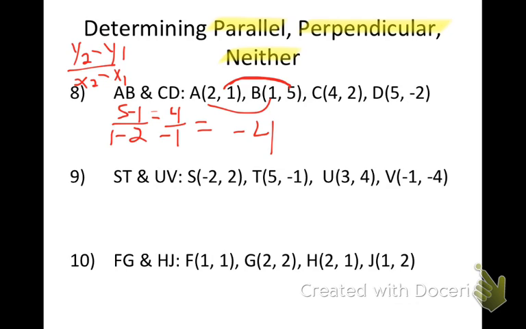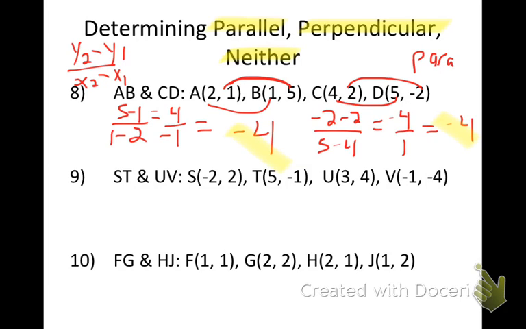Now I'm going to do the next for CD. So I'm going to do my y values. Negative 2 minus 2 over 5 minus 4. Negative 2 minus 2 gets me negative 4. 5 minus 4 gets me 1, so negative 4 over 1 gets me negative 4. So I'm looking at these slopes. Is that parallel, perpendicular, or neither? That'd be parallel. Perpendicular is if it's negative or opposite reciprocals. So we'll look at those here in a bit. We'll look at an example.